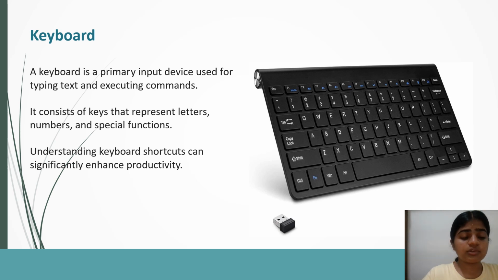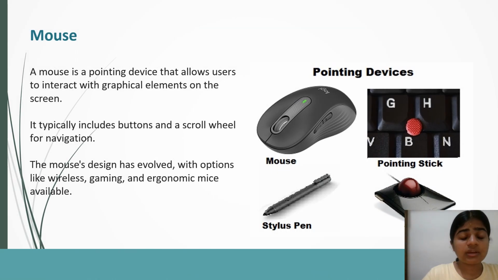Keyboard. A keyboard is a primary input device used for typing text or executing commands. It consists of keys that represent letters, numbers, and special functions. Understanding keyboard shortcuts can significantly enhance productivity, which can be useful for us.